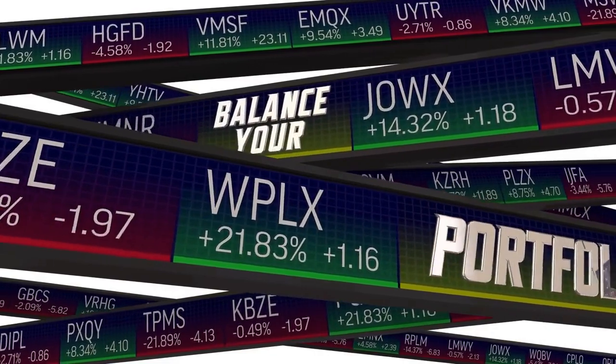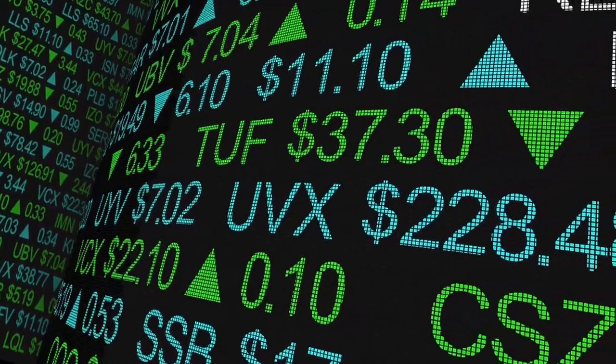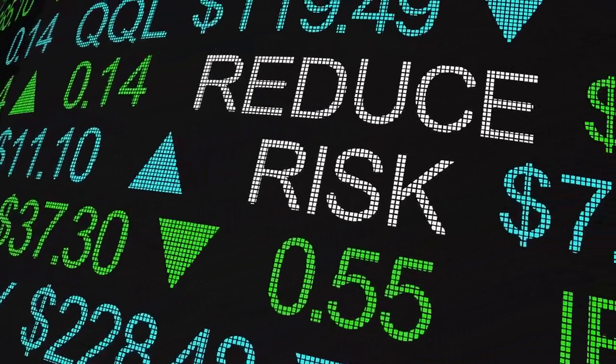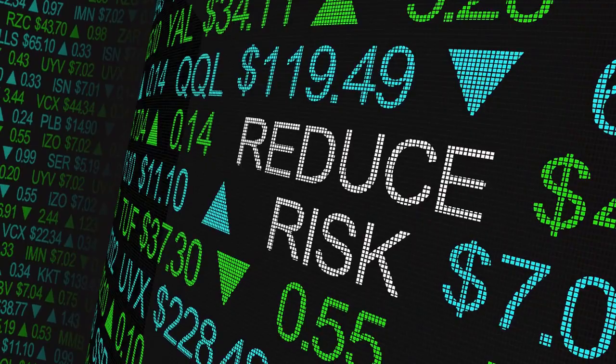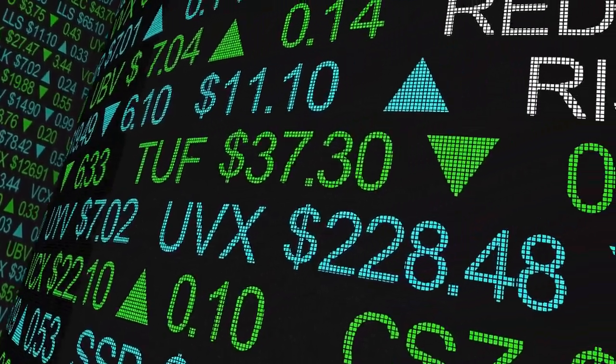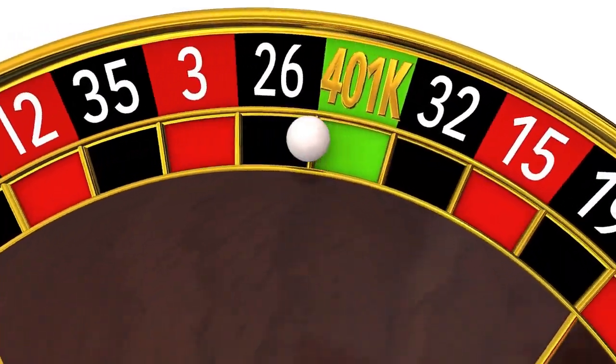Diversification is a key strategy for managing risk in your investment portfolio. By spreading your investments across different asset classes, industries, and geographies, you can reduce the impact of any single investment on your overall portfolio. Conduct thorough research on the investment options you're considering.